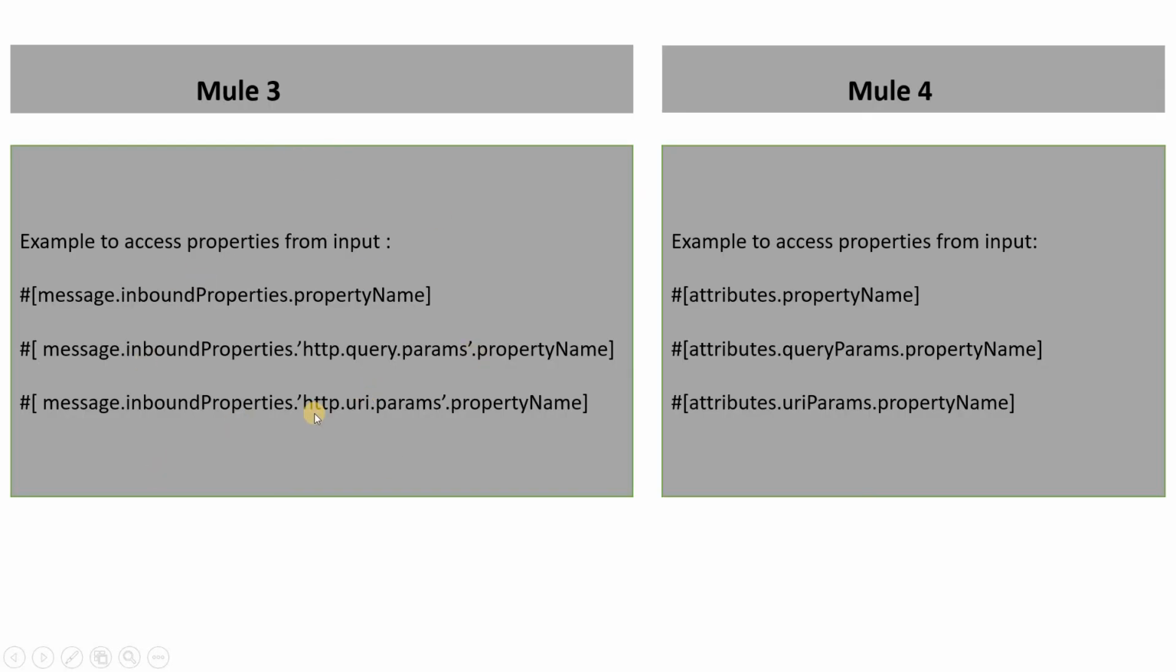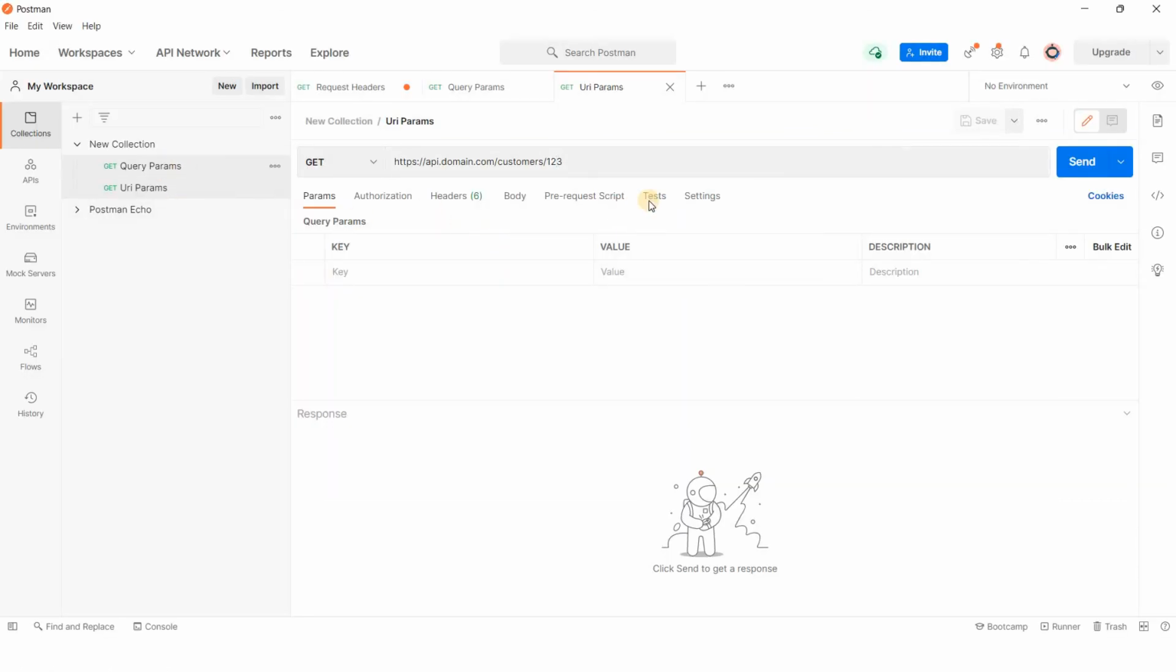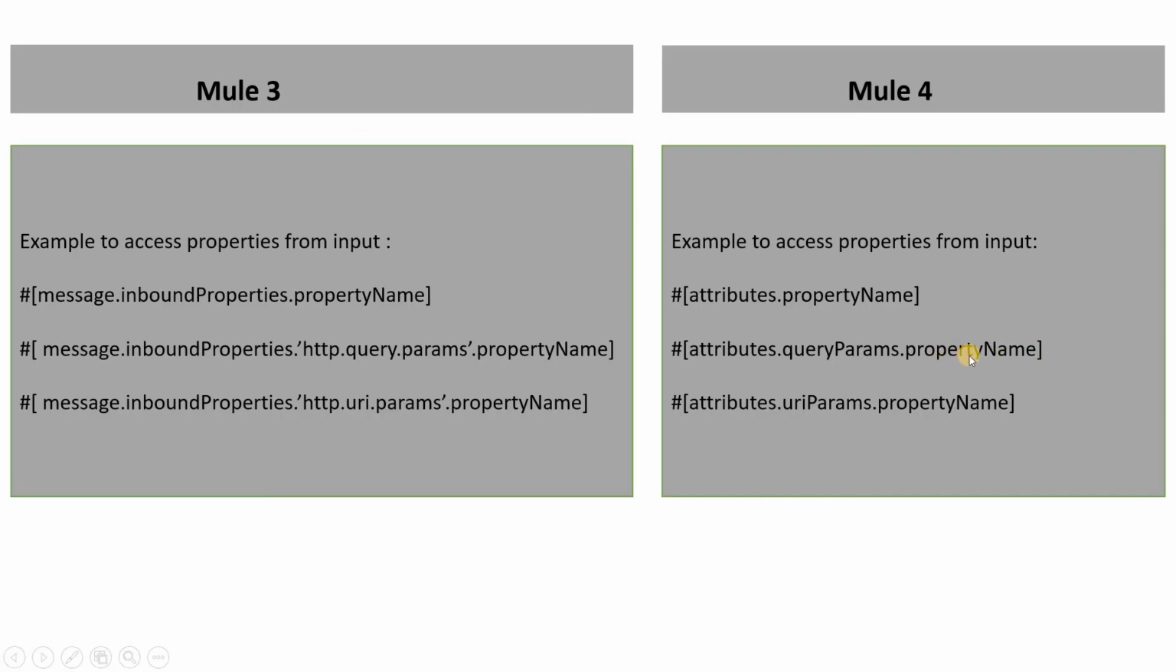So this is about Mule 3. Let me come to Mule 4, how we access the attributes. In Mule 4 it is directly attributes.propertyName. All inbound and outbound properties are removed in Mule 4, so we can access directly attributes.propertyName, whatever the property name you define. For a query parameter, you just write attributes.queryParams.propertyName, whatever the property name, here cust name, cust id, and you can access those values directly.